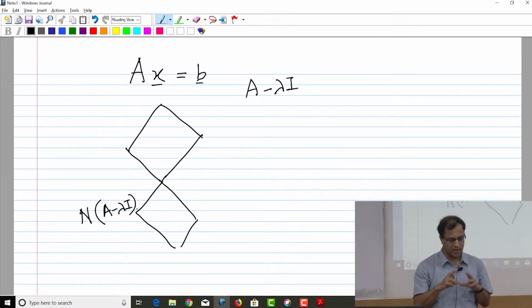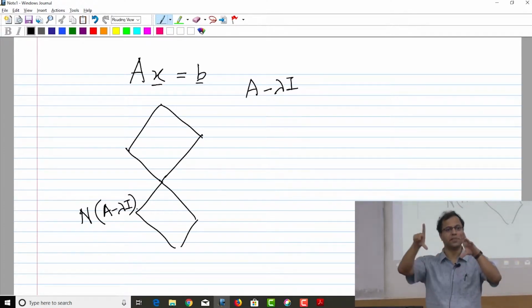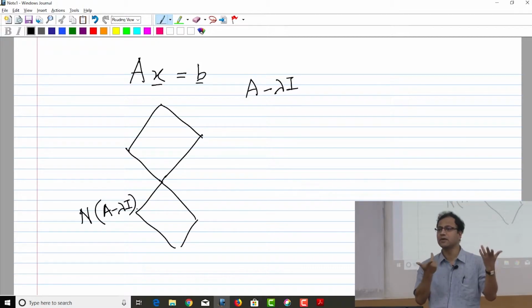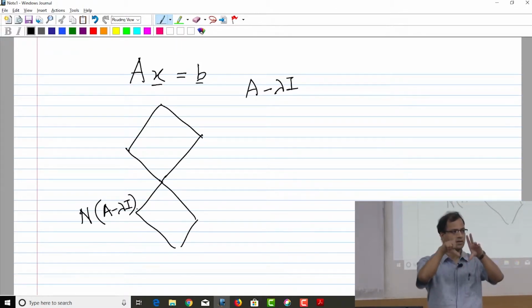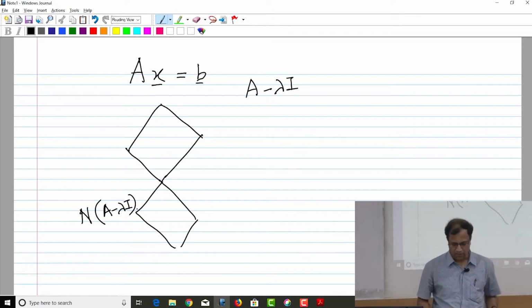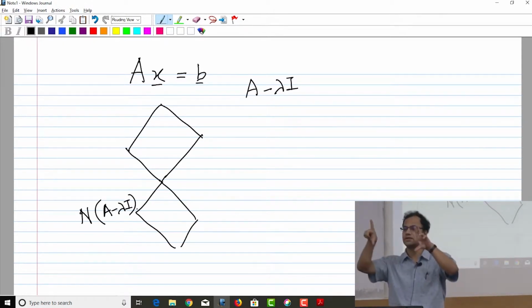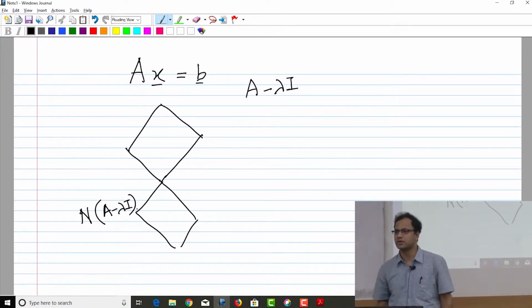So if the column vectors are independent, then the null space will be only the 0 vector, right? When they are dependent, then the null space will have the 0 vector, and in addition to that, you will have some non-zero vectors. So when the column vectors are dependent, then the determinant will be 0. You know that property of the determinant.